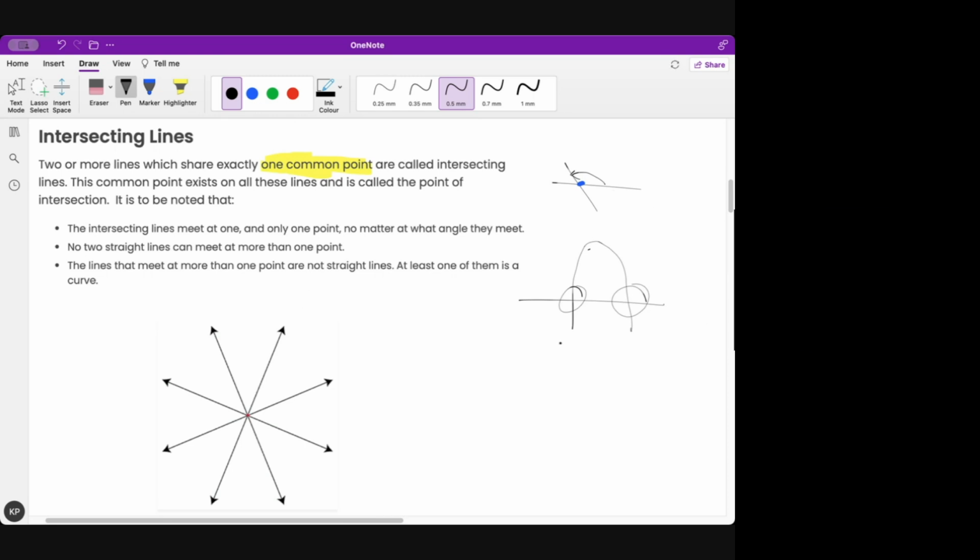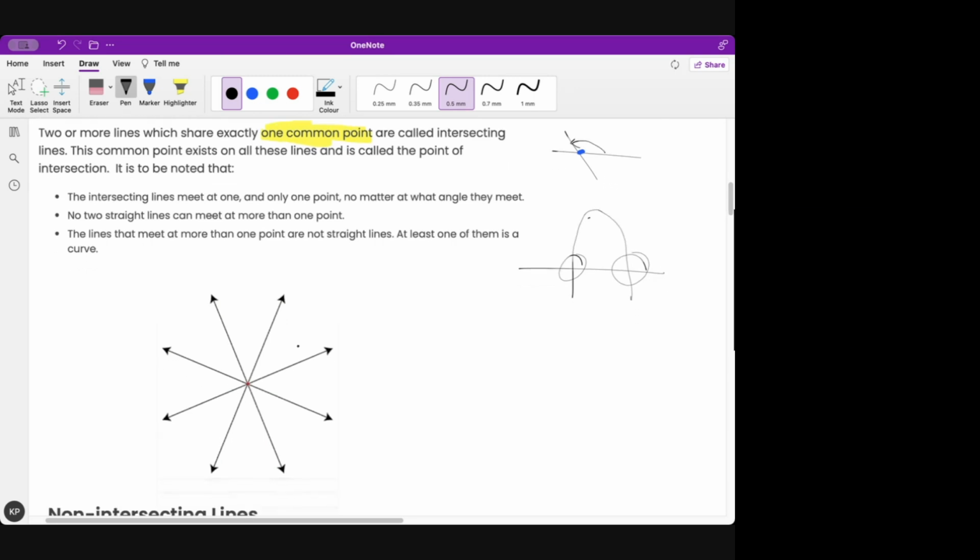Are we with me? The second one is no two straight lines can meet more than once. Okay, just purely for this reason. If it is going up and it crosses once, that's it. None of these lines will change direction and come back and cross again. All right. And the lines that meet at more than one point will not be a straight line. At least one of them will have to be a curve, like I showed you here. In order for them to cross, they have to be curved.